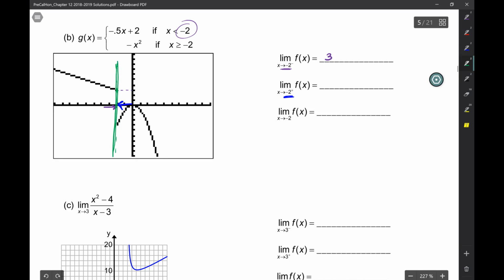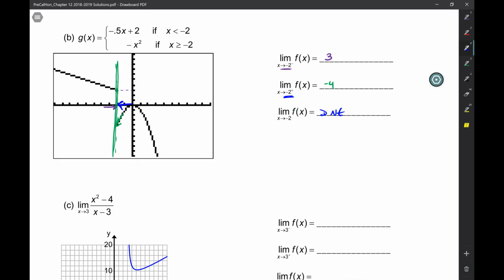Sometimes you might not be given the function, just the graph. You should know how to do it both ways. So I'm approaching here, this value. So it's negative 4. What's the limit as x approaches negative 2? DNE.